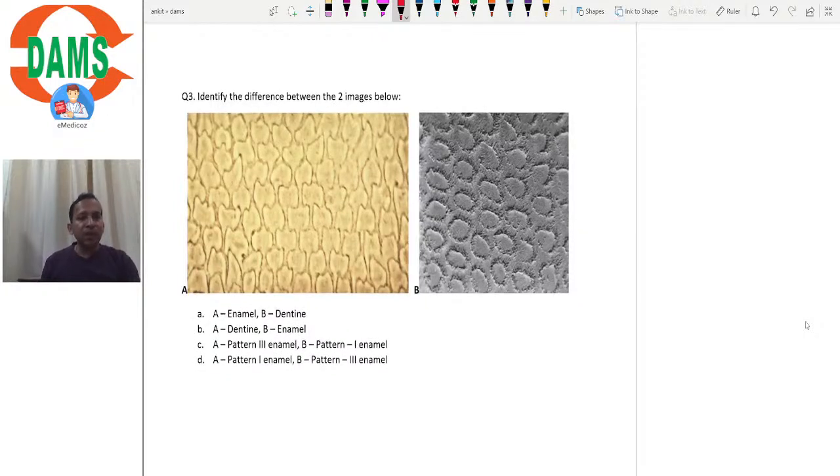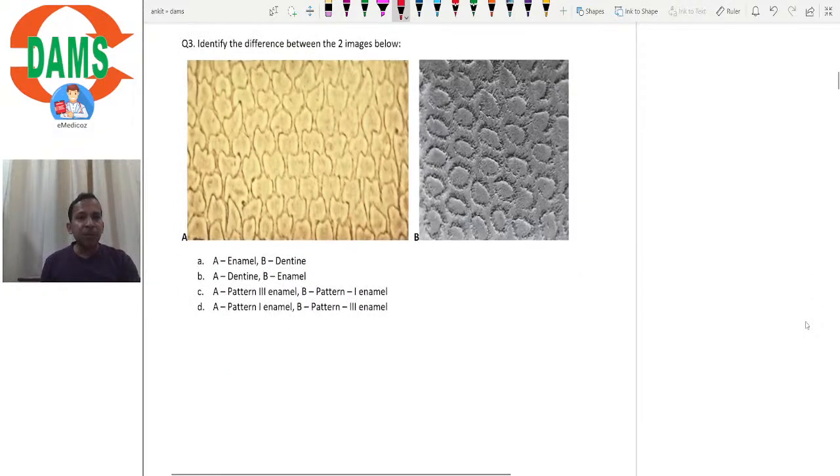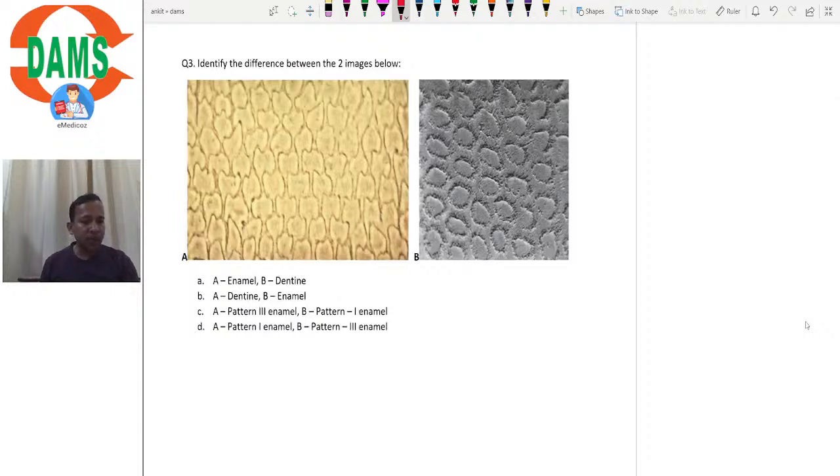So the next question is that you have to identify the difference between the two images below. If you are not really sure about what these images represent, maybe you should read the options. Whenever you are in doubt after the question, looking at the images, maybe options will help you. So look at the options.